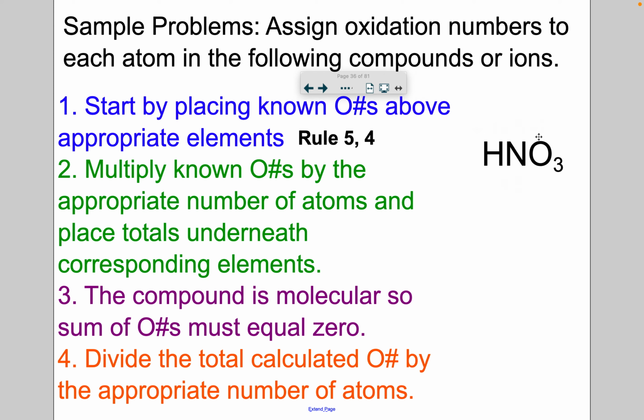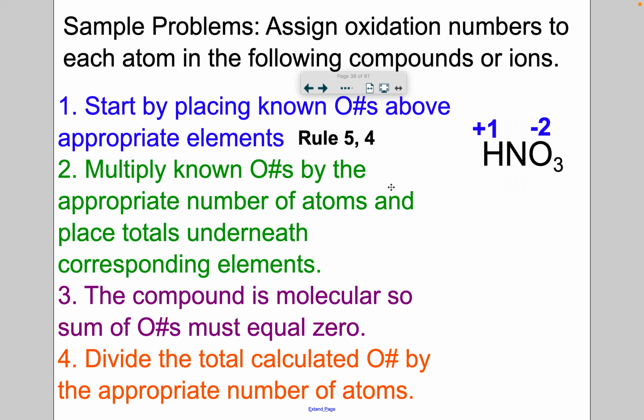Okay, HNO3. Start by placing known oxidation numbers above the appropriate elements. Right away, I see oxygen. Okay, it's not a peroxide, and it's not bonded with fluorine, so the oxidation value for O is -2. I also see hydrogen. Hydrogen's not bonded to a metal here, so that means it's going to be +1. So I got rules 4 and 5. That's how I got these blue numbers.